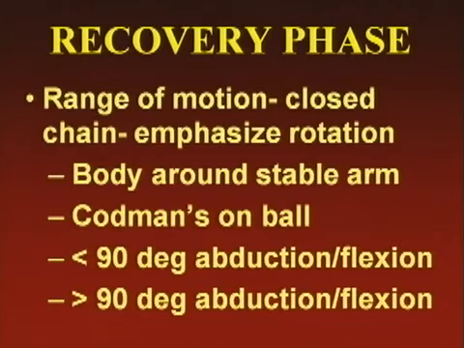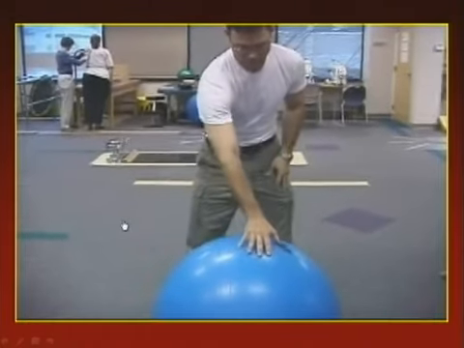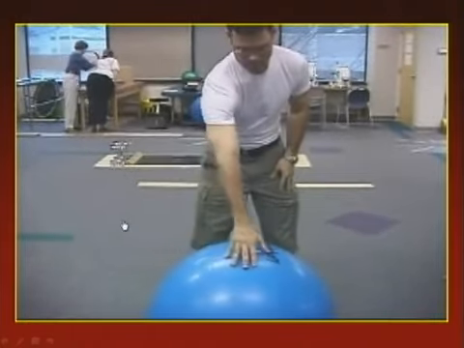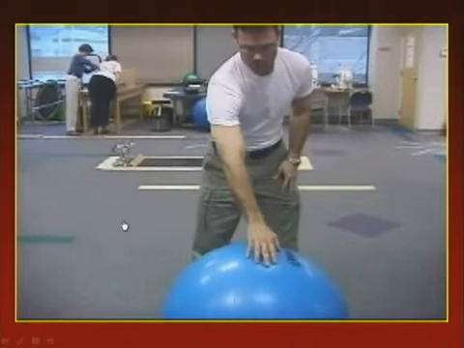Recovery phase, you've got to get motion back. You do closed chain if you want to, body around a stable arm, comes on a ball, then you get up to 90 degrees. So this is how we do our Codman exercises. That way, or if they're real early and stiff, then we'll just put the ball and have them move their body around it.